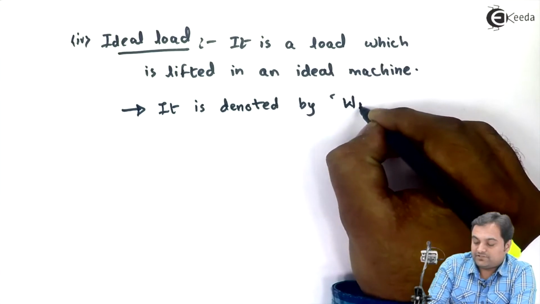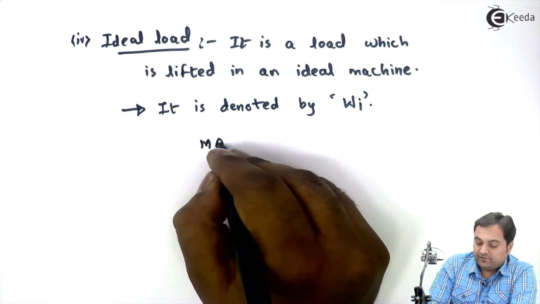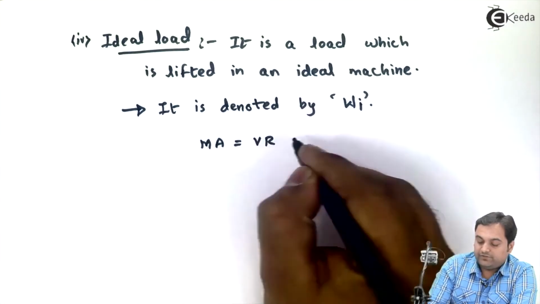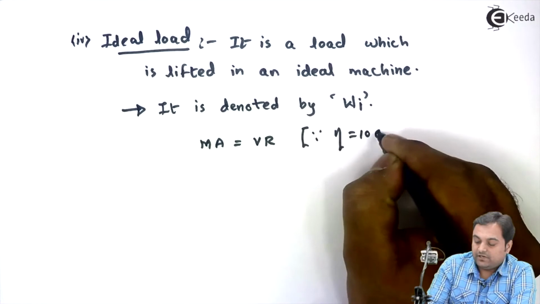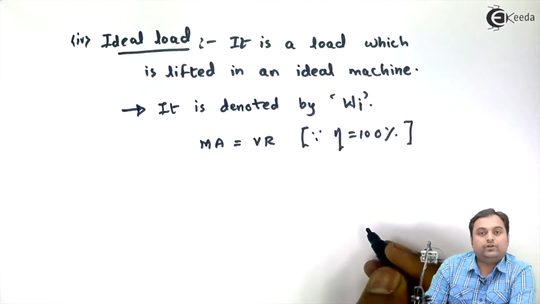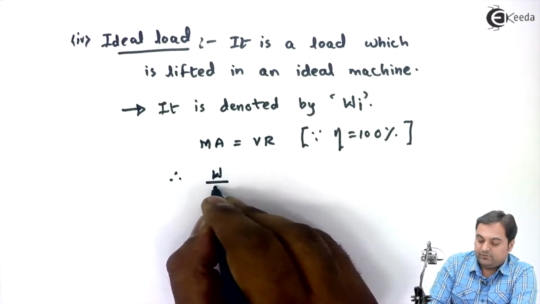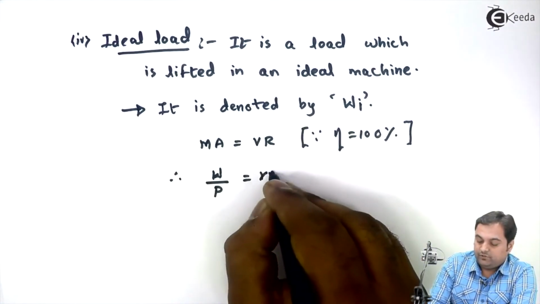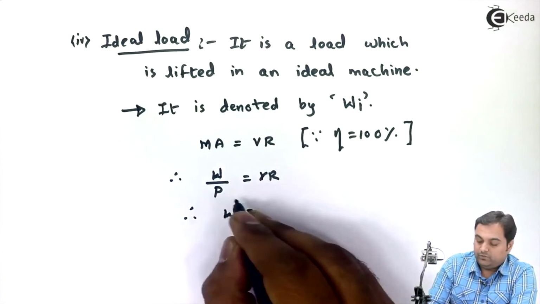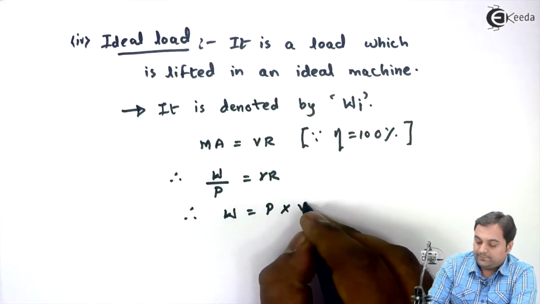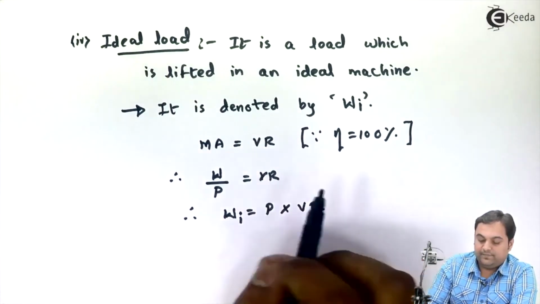W suffix I, and the relation again we can get from mechanical advantage is equal to velocity ratio. This relation we are using since efficiency is 100% for ideal machine. Therefore, mechanical advantage is load upon effort. It's equal to VR. So finally, W will be equal to P into VR. P gets multiplied there, and here I'll write down suffix I because it is ideal load.